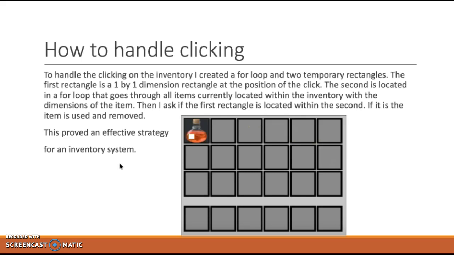This proved to be a pretty effective strategy for what I was looking for. Just create one little rectangle, see if it's within the bigger rectangle. If it is, great. Remove that item from my array of items. So that's how I handled sprint number 3.